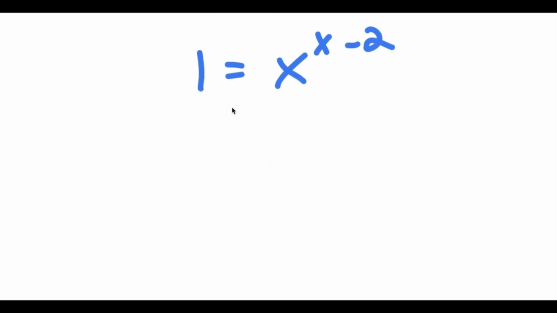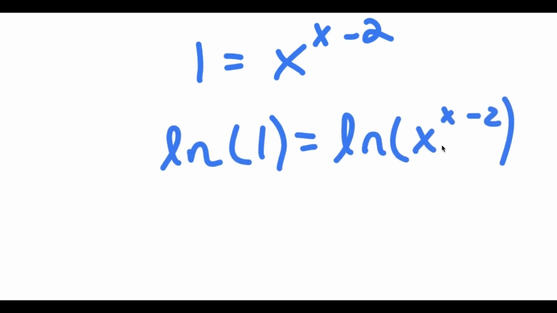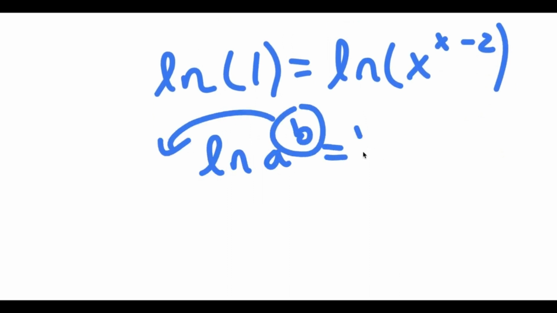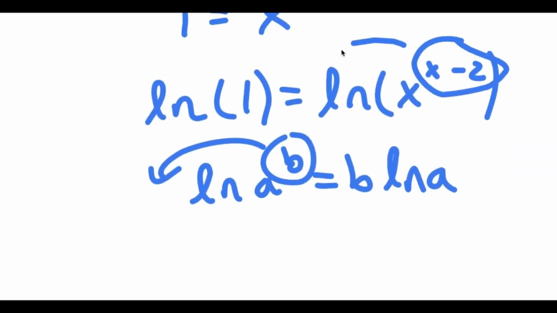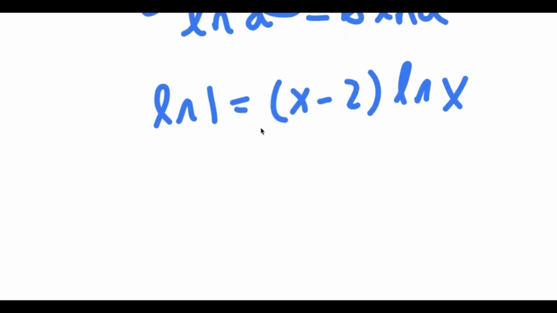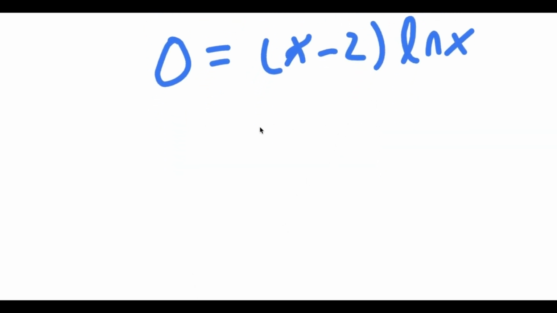Now if I take the ln of both sides, I get ln of 1 is equal to ln of x to the power of x minus 2. Now if I have something in the form ln a to the power of b, I can move this exponent b to the front, so it's going to equal b times ln a. So now I can move x minus 2 to the front, so now I have ln 1 is equal to x minus 2 times ln of x. And ln of 1 is equal to 0, so I have 0 is equal to x minus 2 times ln x. So now this actually gives me two equations.